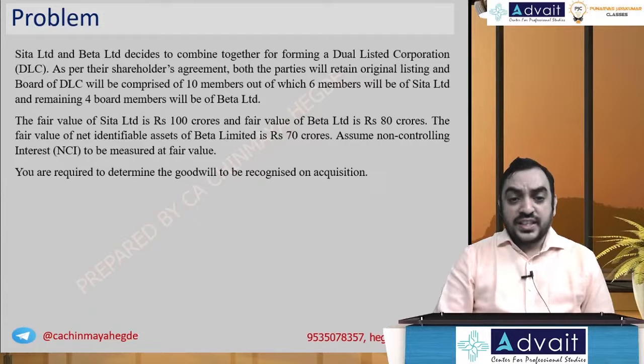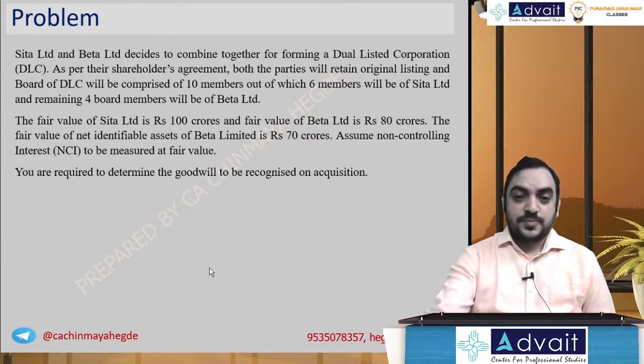The fair value of Sita Limited is 100 crores. Fair value of Beta Limited is 80 crores. The fair value of net identifiable assets of Beta Limited is 70 crores. Assume non-controlling interest to be measured at fair value. You are required to determine goodwill to be recognized on acquisition.